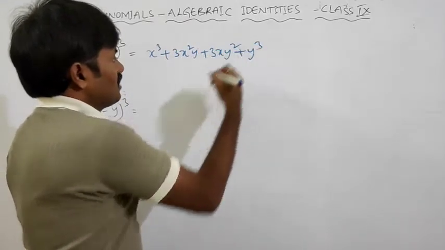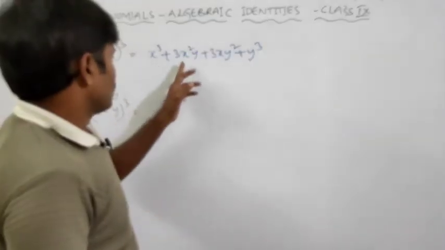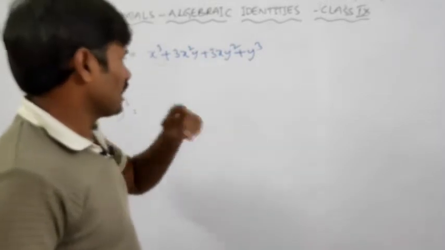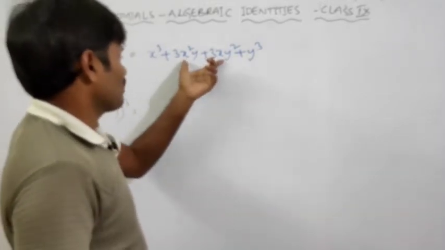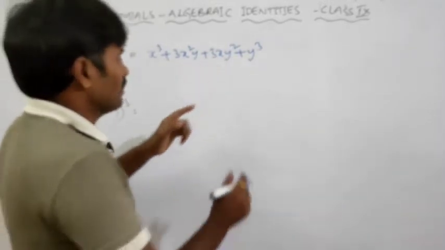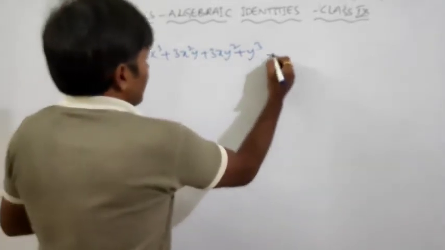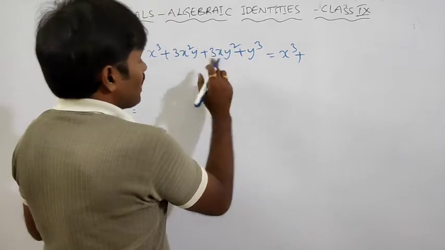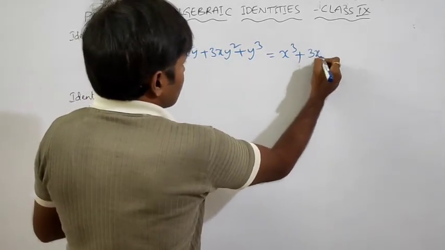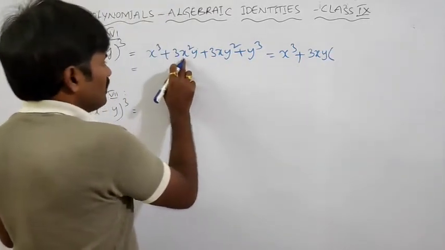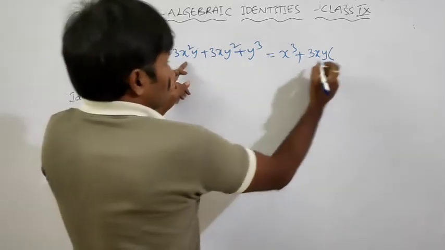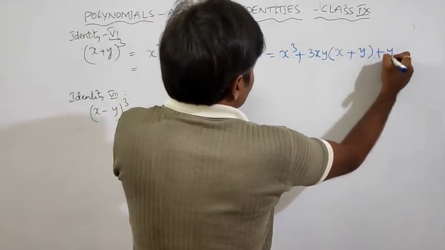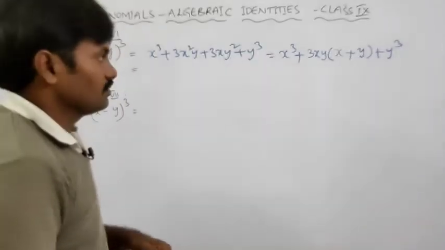Now if we see here, these are not like terms, but we can take a common factor from these two terms. What is that? Can you guess? Yes, we can write it as x cube plus, 3 is the common factor and xy is also a common factor. So take out 3xy as a common factor, then it becomes x alone plus y alone, plus y cube. Is it clear?